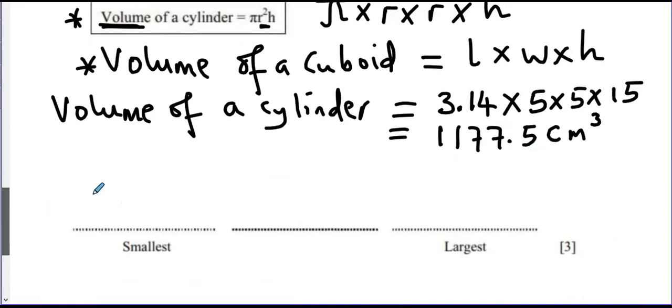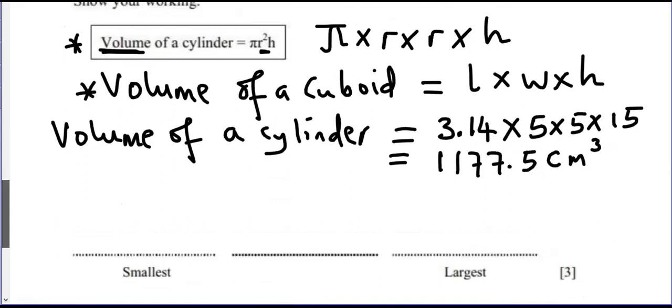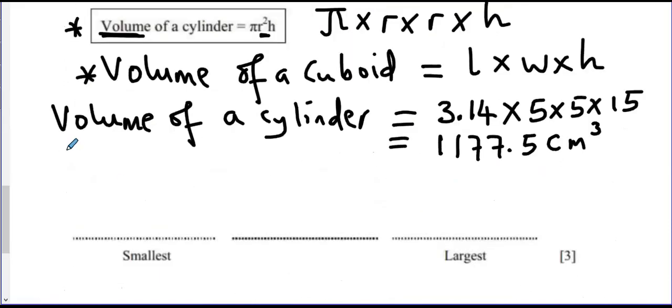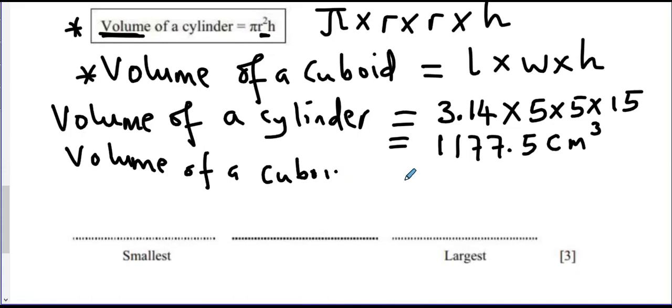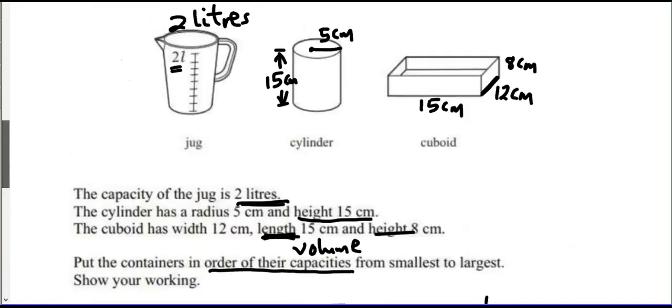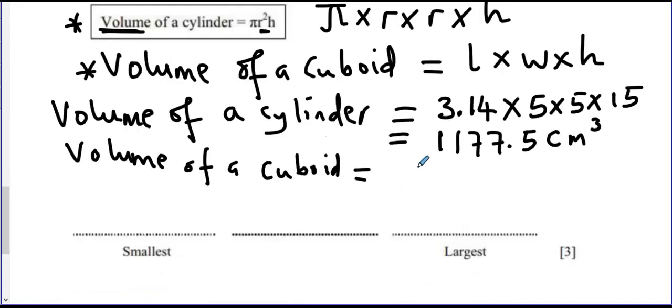You can try to use your calculator and check if that answer is correct. Otherwise, let us proceed. How about the volume of a cuboid? Go ahead and write volume of a cuboid. The volume of a cuboid equals length times width times height. So the length is 15, times 12, times 8.